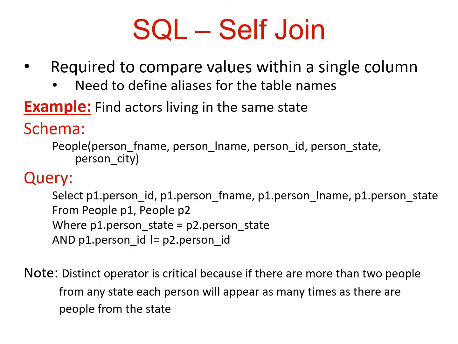Here I am showing the SQL self join, required to compare values within a single column. You need to define an alias for the table names. Here I am showing the examples and query. You can understand the procedure and how to write a query. You can see this query and understand this query.